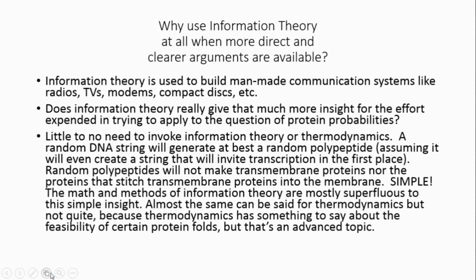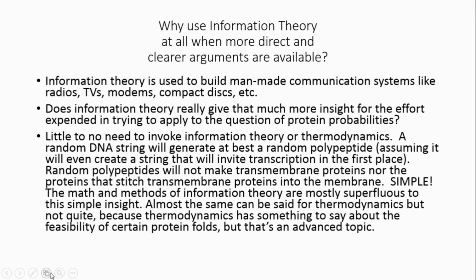A random DNA string will generate at best a random polypeptide, assuming it will even create a string that will invite transcription in the first place. Random polypeptides will not make transmembrane proteins, nor the proteins that stitch transmembrane proteins into the membrane. Simple. The math and methods of information theory are mostly superfluous to this simple insight.